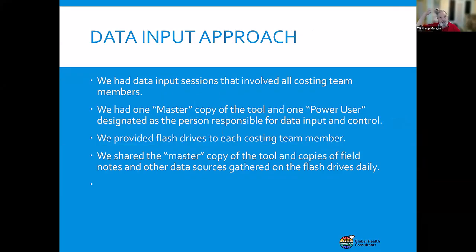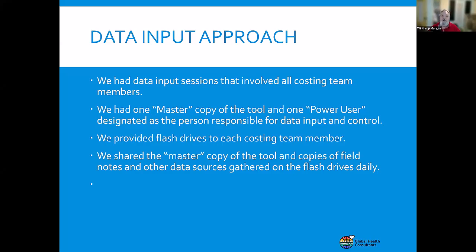A bit about data input. When we had the input, we involved everyone in the costing team who had been out interviewing, and also anyone who was our advisors. So as I said, we kept one master copy of the tool, and we designated one person the power user. That person was responsible for controlling and doing all the data input.